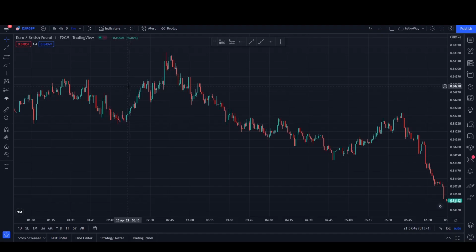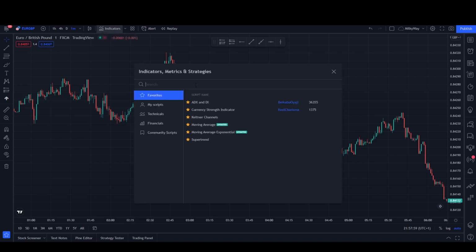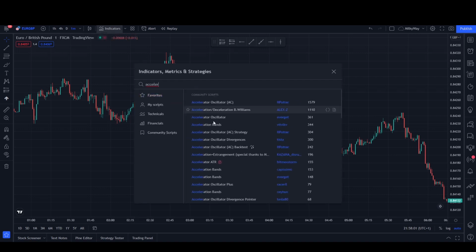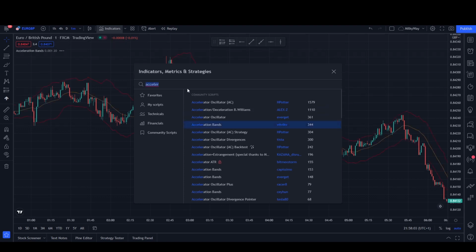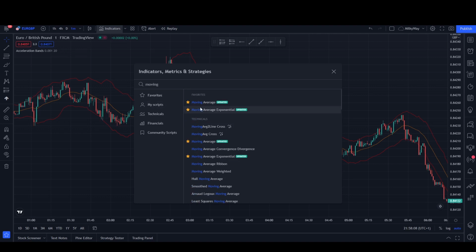So here we are on the Euro GBP chart, the 1 minute time frame. We're going to add the acceleration bands and the exponential moving averages. So acceleration bands, then you can choose the exponential moving averages. I'm going to add 2 of them.